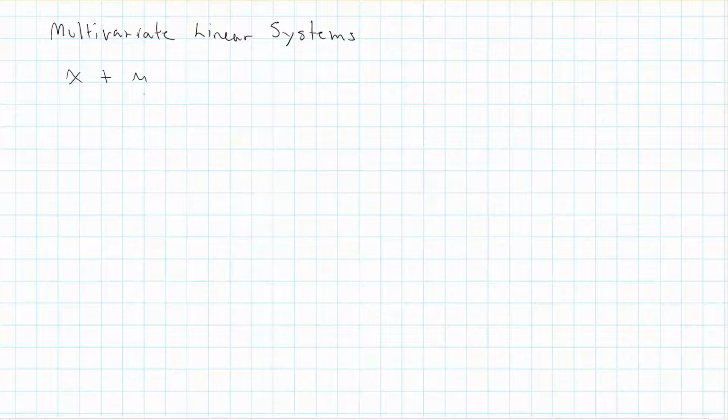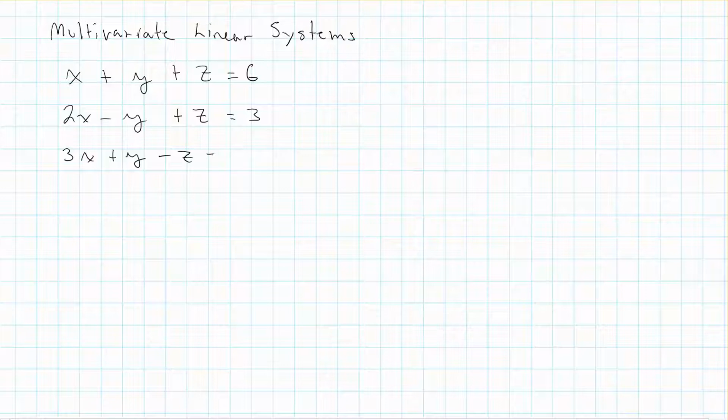I've got x plus y plus z equals 6. And then we've got 2x minus y plus z equals 3. And then we've got 3x plus y minus z equals 2. Now, I think what you'll see here is that these problems, while they're not precisely what I would consider difficult, can be somewhat time-consuming to get done.